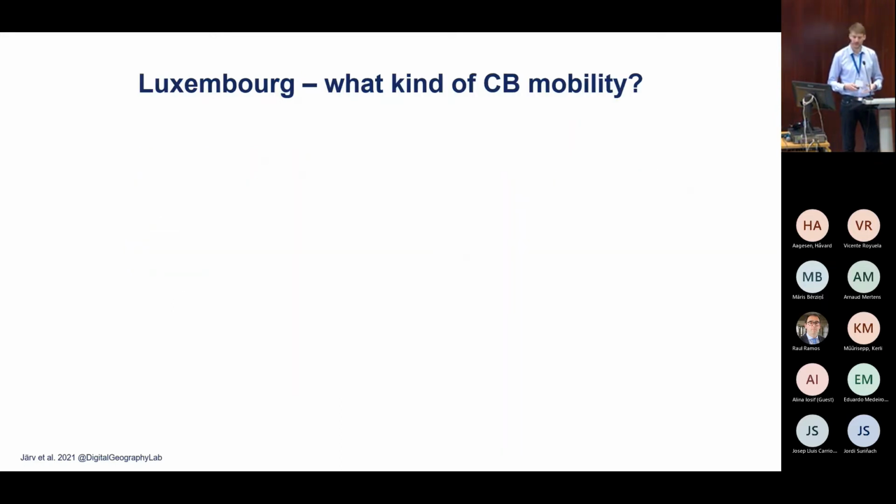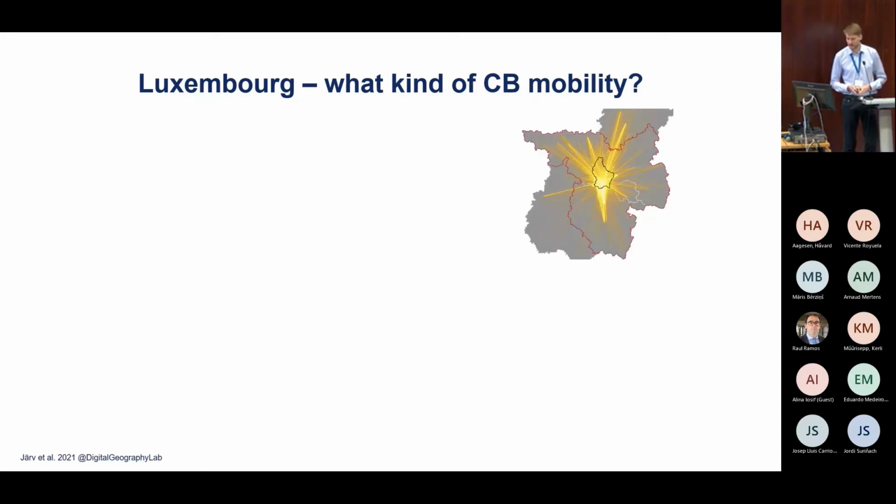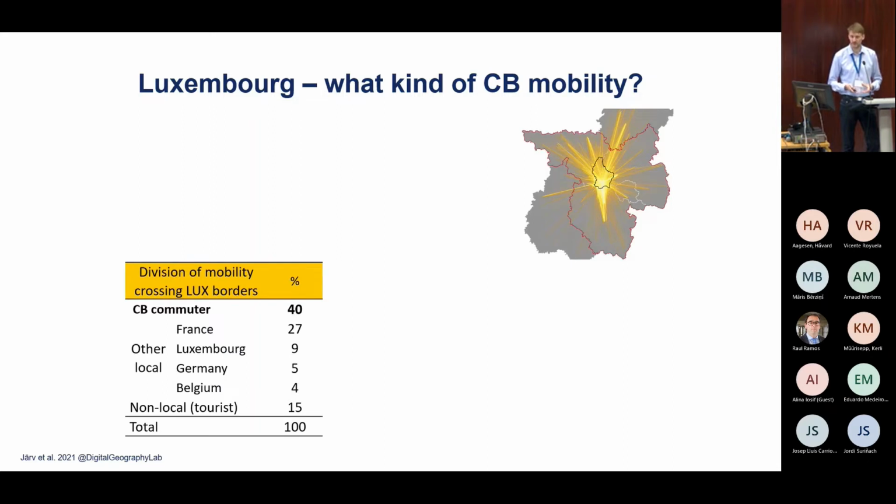nice. The next question was, what kind of cross-border mobilities are we able to capture here? On the top right map, here are the movements that are crossing Luxembourg borders within the greater region of Luxembourg, or a bit beyond. And we saw that actually 40% of these movements are created by cross-border commuters. So basically, we can say that it's commuter-dominated mobility, and if in our sample 2/3 were non-locals, then these are producing only 15% of cross-border mobilities.